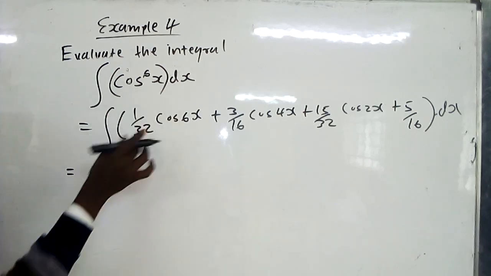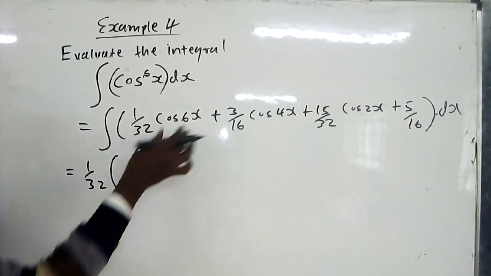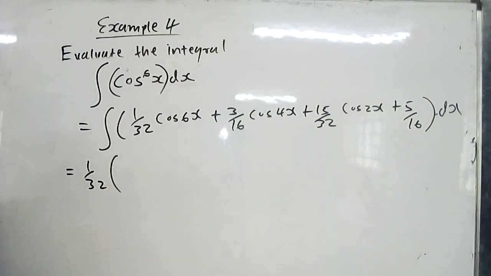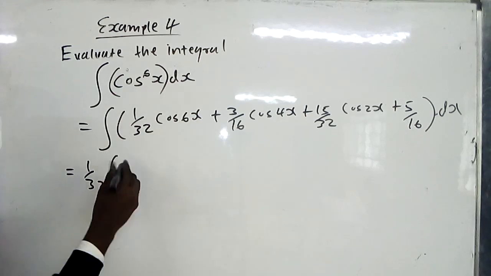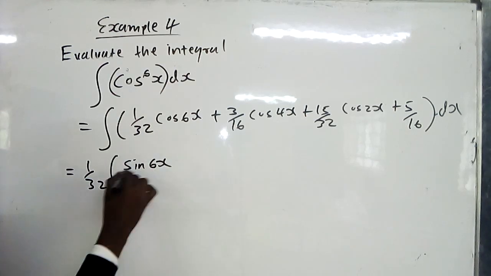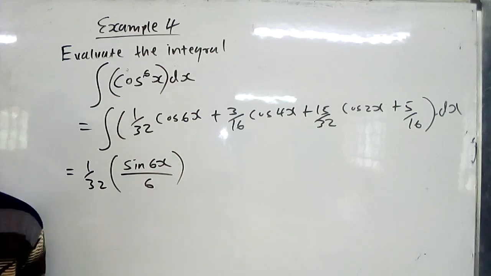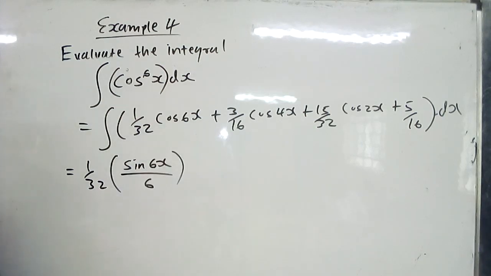So if you start here, our coefficient here is 1 over 32. If you integrate cos, you get positive sine, isn't it? So if you integrate cos, you get sine 6x. Then you divide by the derivative of the inner function. The inner function is 6x. If you differentiate 6x, it must be a constant, isn't it? You get 6. Are we together?